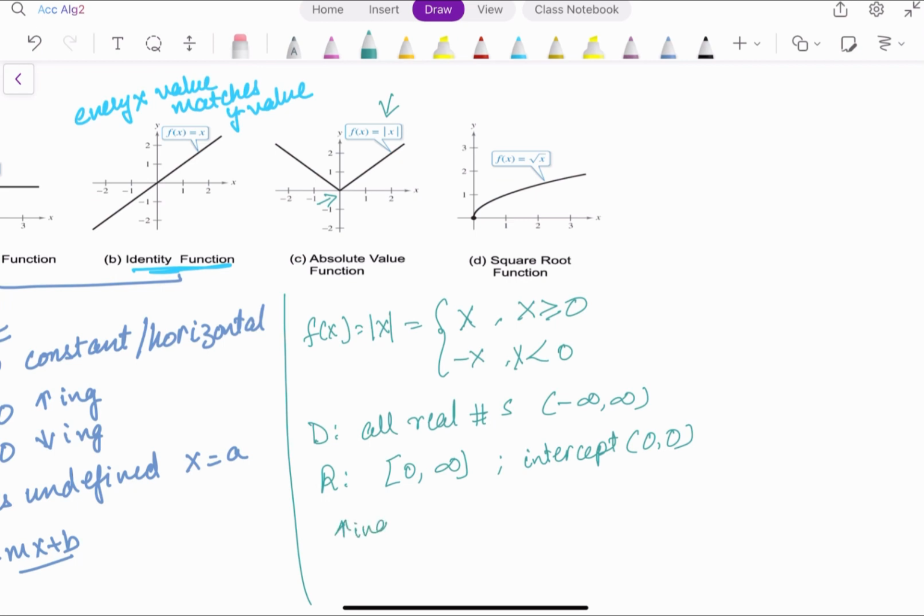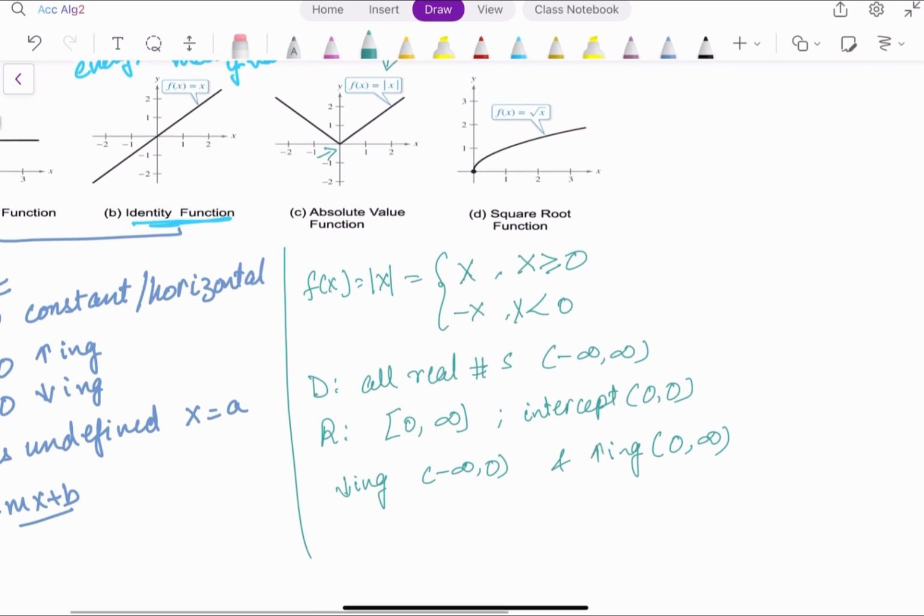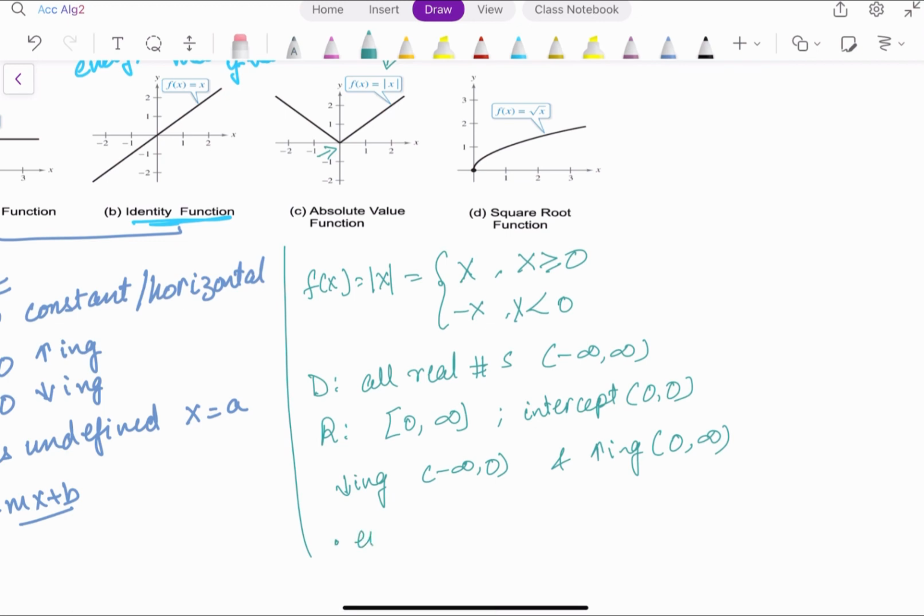intersecting at 0, 0. Now the graph is increasing from 0 to infinity, and it is decreasing from negative infinity to 0. I think I wrote it wrong. So increasing on (0, infinity), and decreasing on (negative infinity, 0). Now, a few more things about the absolute value function: it is an even function, right? And it has symmetry with respect to the y-axis, because you see, it is symmetrical along the y-axis.